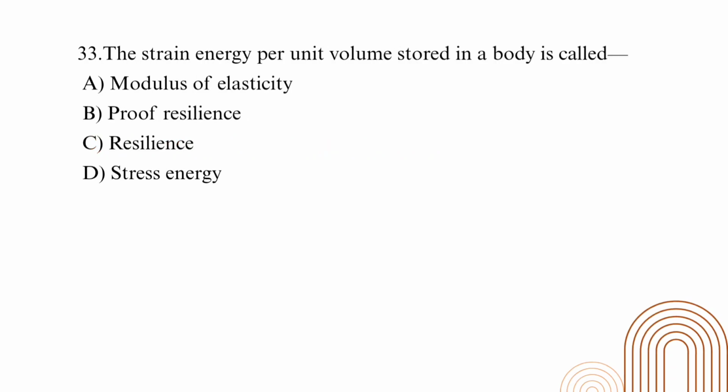Now the next is question number 33: the strain energy per unit volume stored in a body is called, and options are A, modulus of elasticity, B, proof resilience, option C, resilience, and option D, stress energy. And the correct answer is option C, resilience. The strain energy per unit volume stored in the body is called resilience.